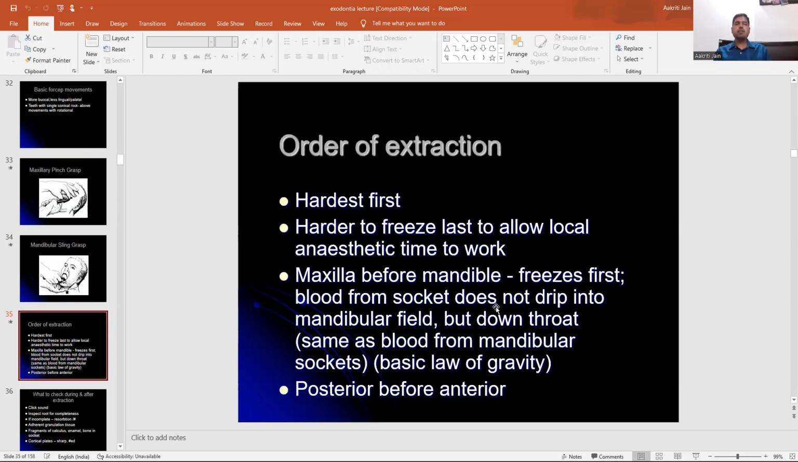The order of extraction. The hardest first, harder to freeze last, to allow local anesthetic time to work. Maxilla before mandible, as the maxilla freezes first. Blood from the socket does not drip into the mandibular field, but down the throat, same as blood from the mandibular socket. Basic law of gravity. And the posterior before anterior.